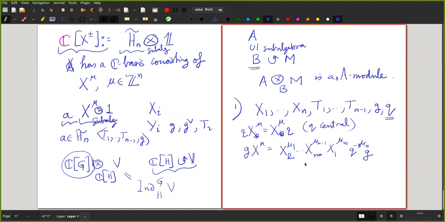Thanks, Apurva. If you want to act by G times X to the mu and X to the nu tensor 1, then you would just say that is all this right-hand side. Then that would be G acting on X to the mu, X to the nu, right? Mu plus nu, that is. And then you would do all this. You would get a G and then G tensor 1 and then G X by whatever it does, by identity. So I hope that was correct. Yeah, I agree with that.